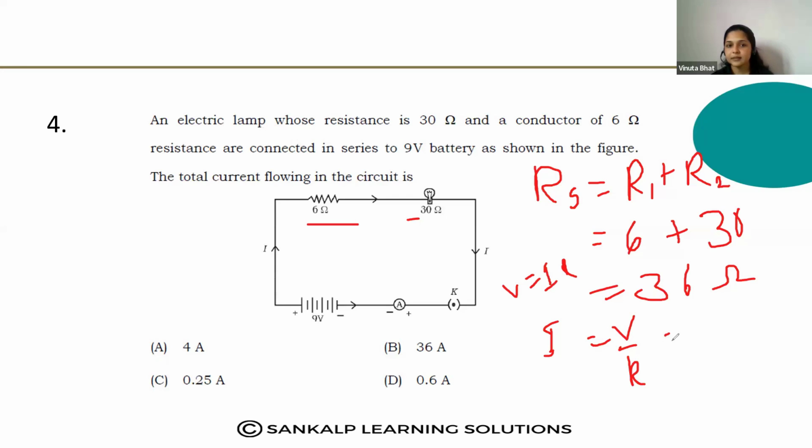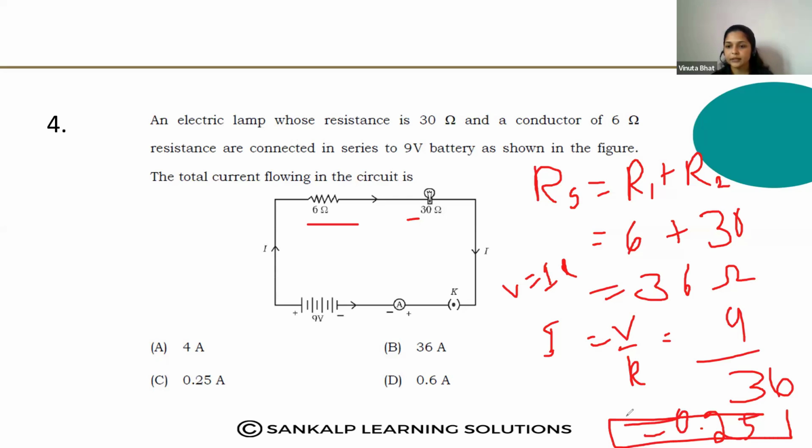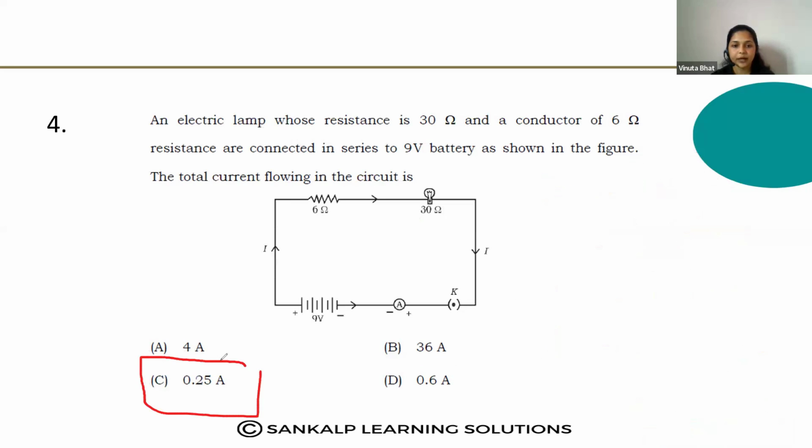V is 9 volt, divided by 36. So 9 divided by 36 is equal to 0.25. I is equal to 0.25 ampere. Option A is given as 4 and B is 36. Option C is the correct answer. Option C, 0.25 ampere.